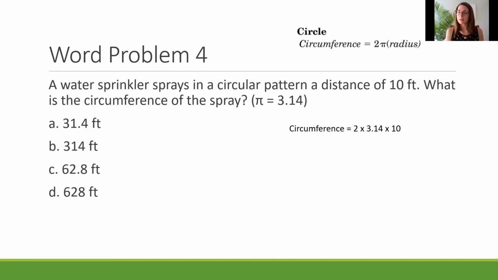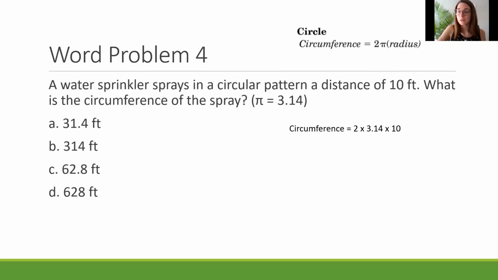Now, if we're thinking about a sprinkler, you think of that sprinkler sitting right in the middle of the circle. And as it goes off, it shoots water from the middle of the circle out to the outer edge. And that distance, they say, is 10 feet. So since we know it's from the middle to the outer edge, that's going to be the distance of the radius.